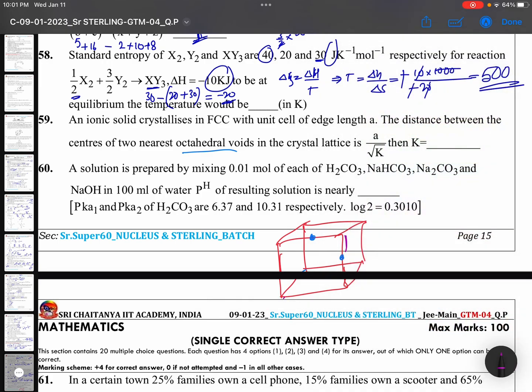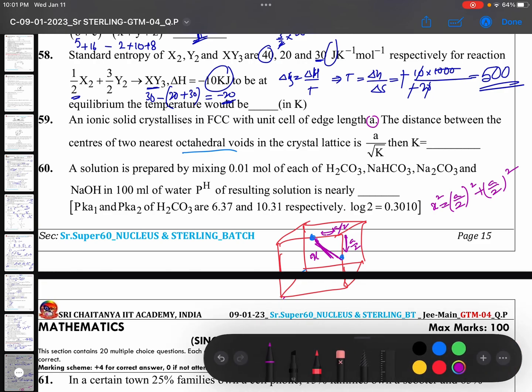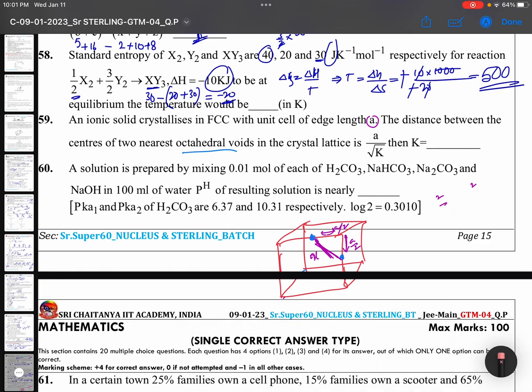This is going to be half of the edge length. Edge length is given as A. So this distance is A by 2. This is also A by 2. And now we can take the nearest distance. So if you say x square is equal to A by 2 square plus A by 2 square, in this case it is only the Pythagoras theorem. So if you solve like this, you will get the answer.